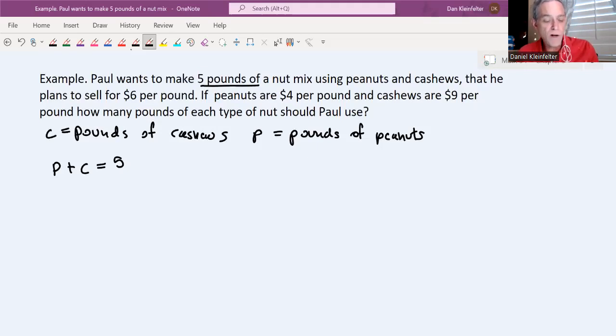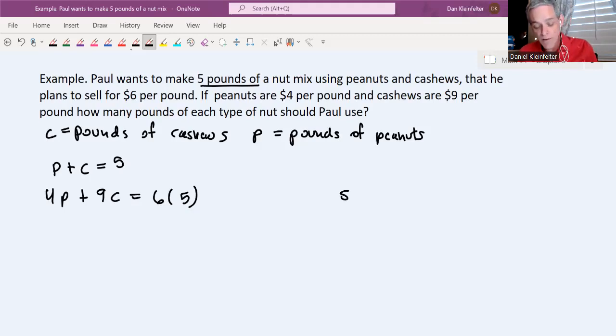So the peanuts are $4 a pound. So he'll spend 4 times P on peanuts. And cashews are $9 a pound. So he'll spend 9 times C on cashews. And that'll equal the price of his total mix, which is supposed to sell for $6 a pound. And he's making 5 pounds. So this is a sum of products, right? The 4 and the 9 and the 6 are dollars per pound, and the P and the C and the 5 are all pounds.